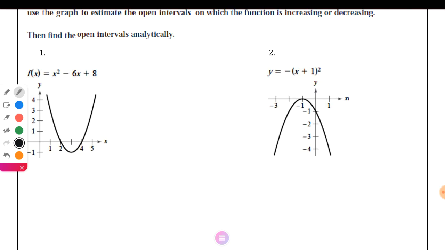Then find the open intervals analytically. What we mean by analytically is algebraically. Here it means I have to use the graph to identify the interval, then find the answer algebraically. By looking at the graph, I have to first identify the critical number.